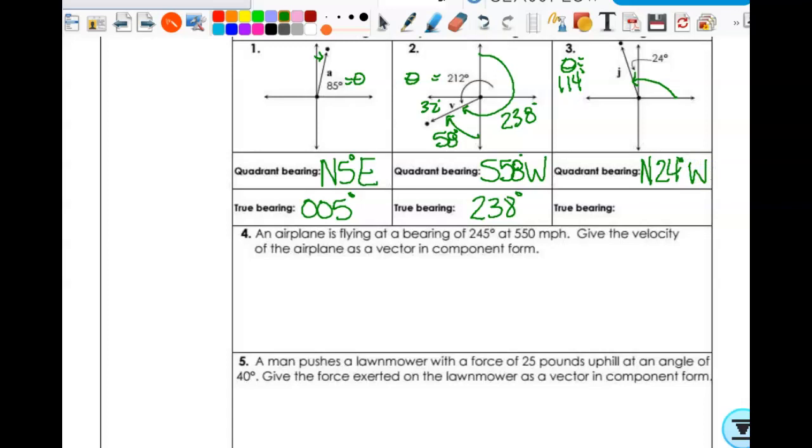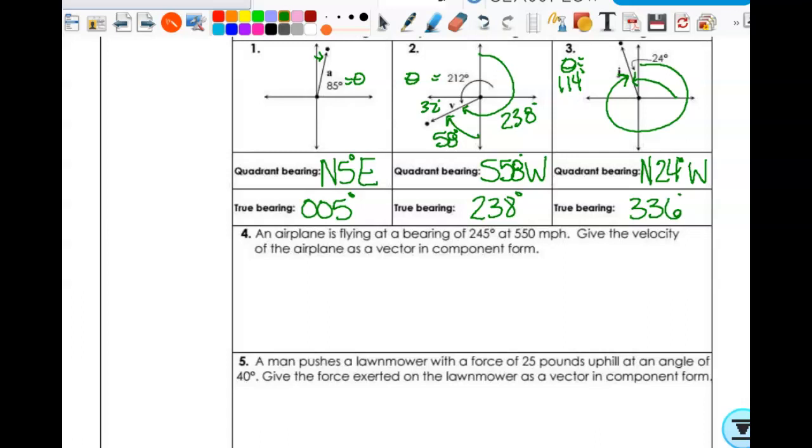My true bearing, I start here, go all the way around. 360 minus 24. So 360 minus 20 is 340. Subtract 4 more, I get 336. Any questions about that? Because if we can't figure that out and we don't understand how those all work together, that makes the rest of this kind of impossible because we have to be able to get our thetas.